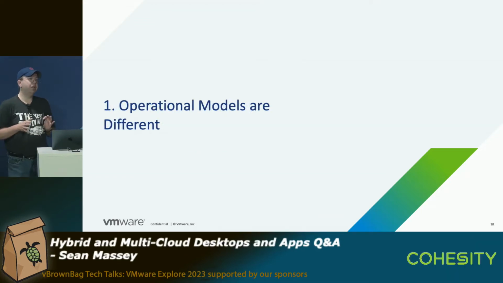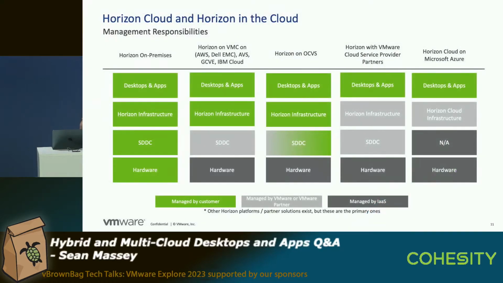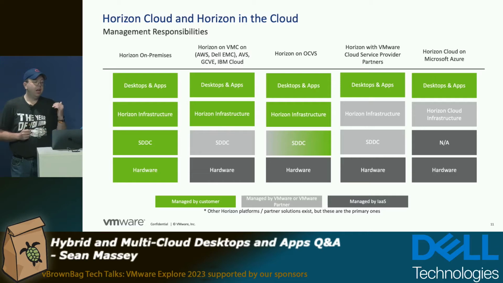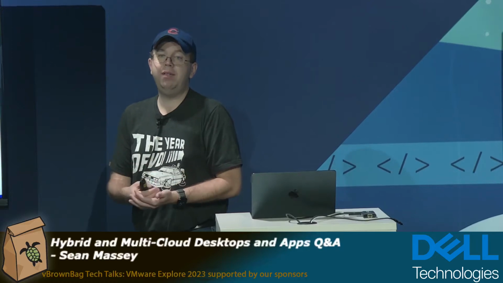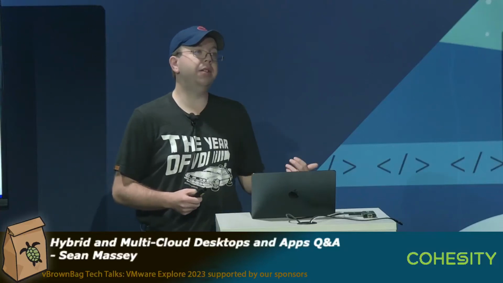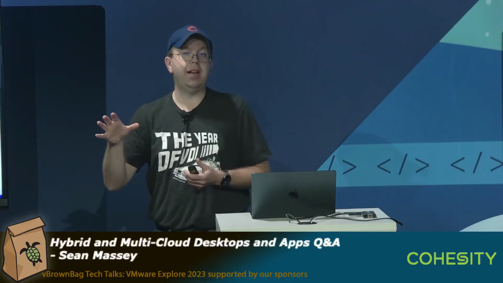And the first thing is that operational models here are different. When we are working on-prem, we own the full stack. We have to maintain everything from the hardware on up to the desktop. But as we move to different clouds and cloud-based SDDCs and partner-based solutions, those bottom layers become somebody else's responsibility. We don't have to maintain vSphere. We don't have to troubleshoot the hardware. We're paying somebody else to do that for us. So now we as operators can focus on the top ends of that stack.